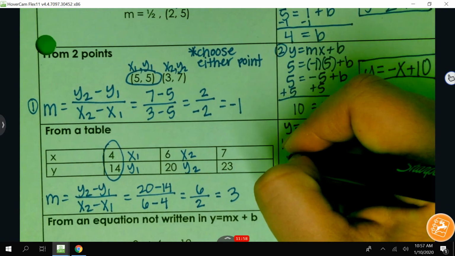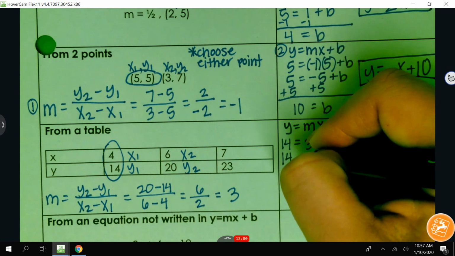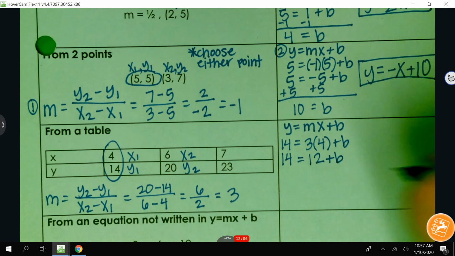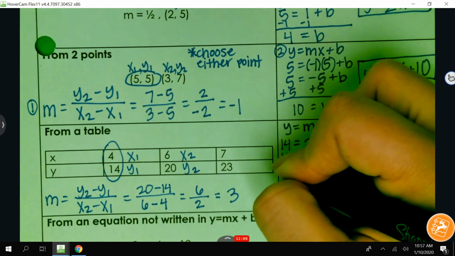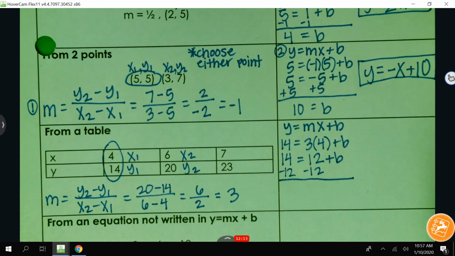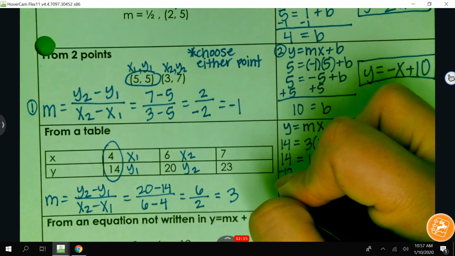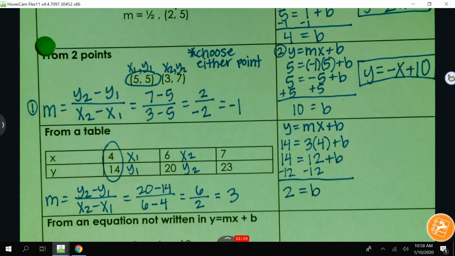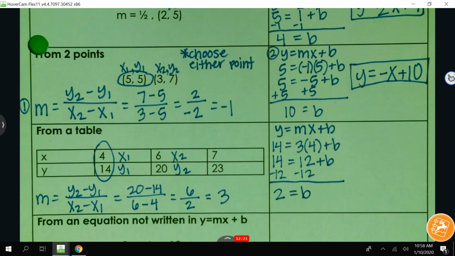So once you multiply on the right-hand side, you get 14 equals 12 plus b. And then how do I solve for b? Good. So then b equals what? 2. Now what?